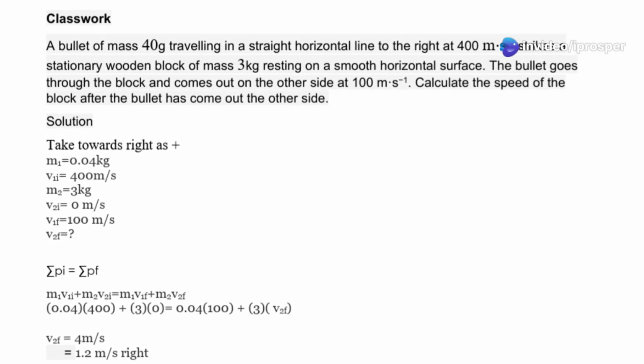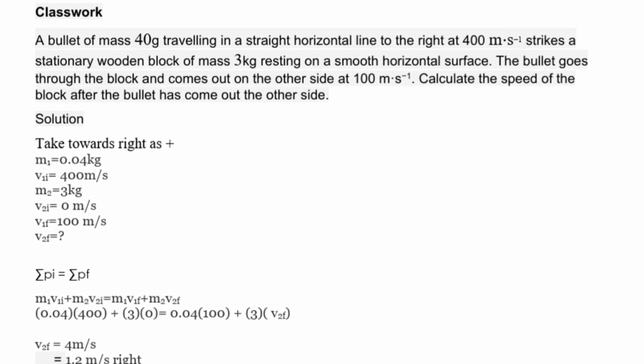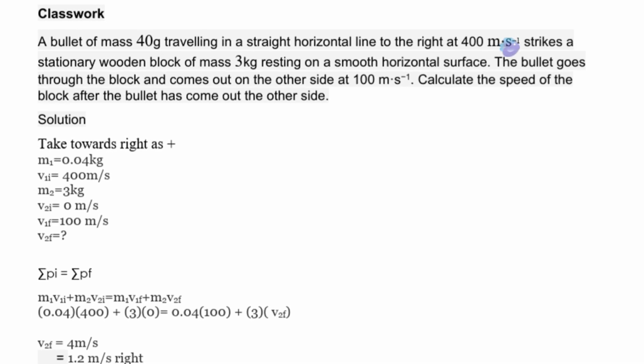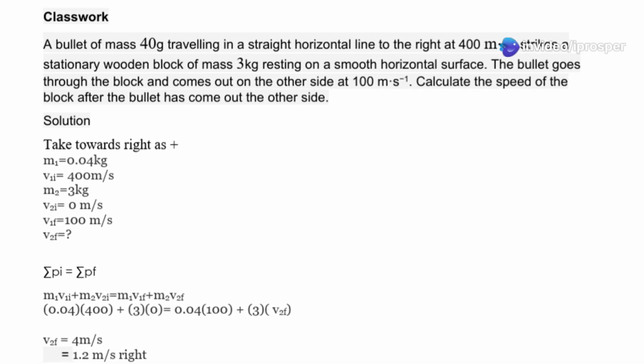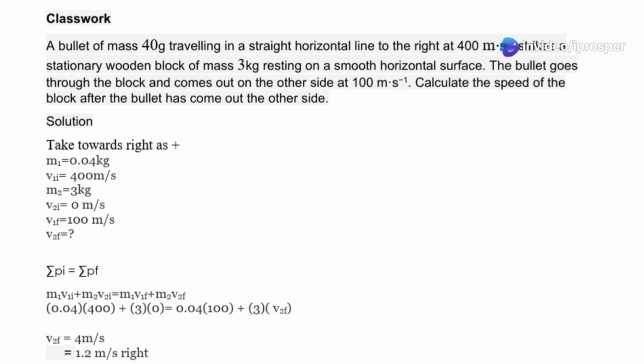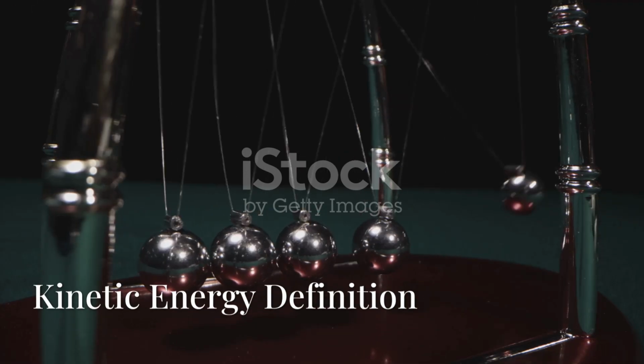M1 V1 initial plus M2 V2 initial equals M1 V1 final plus M2 V2 final. 0.04 times 400 plus 3 times 0 equals 0.04 times 100 plus 3 times V2 final. V2 final equals 4 meters per second equals 1.2 meters per second to the right.